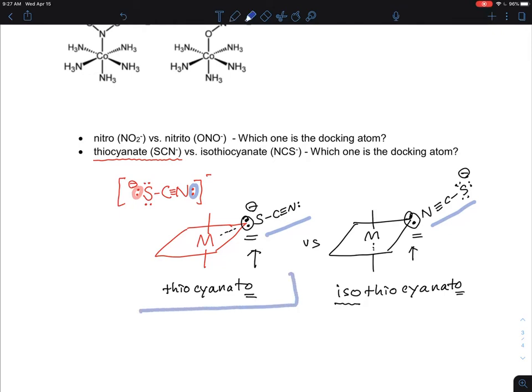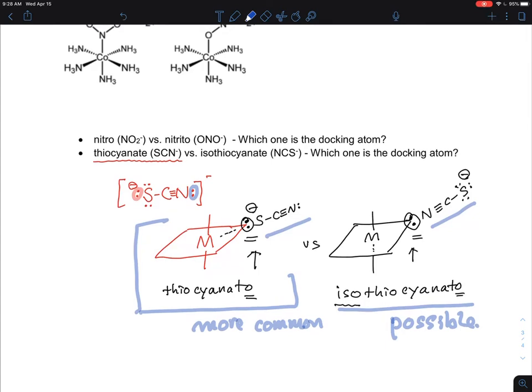If you ever look at the discussion problem, there's actually a problem on thiocyanate. And they kind of assume that this is the more common one here. Okay, more common. But this one is also possible. So that's a pretty interesting argument here too.